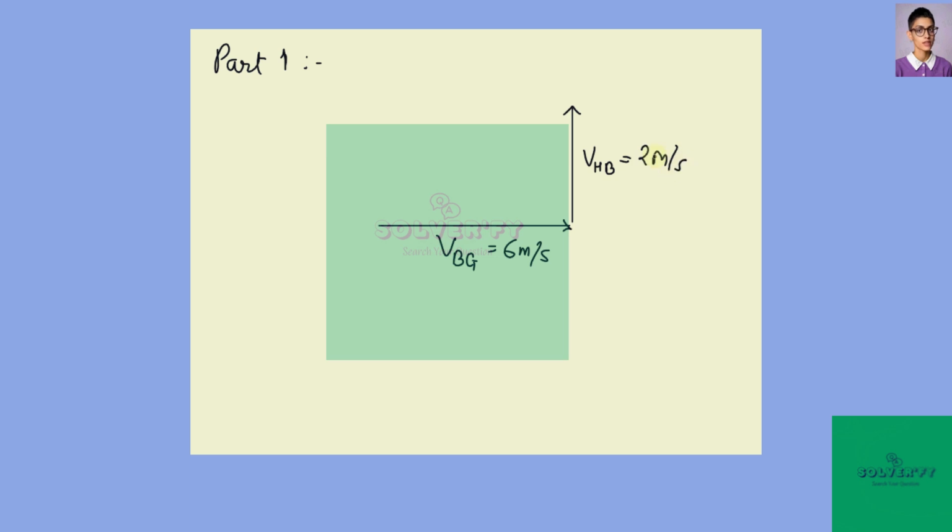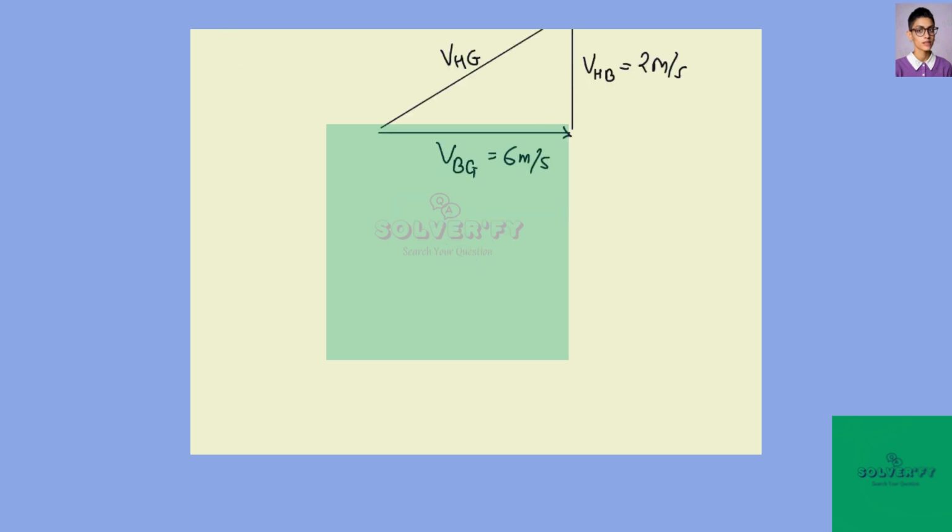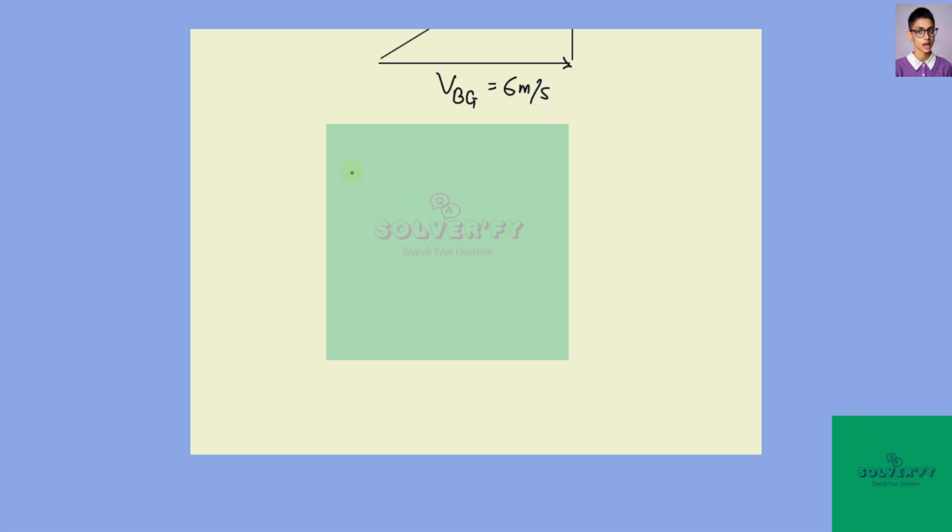We have to find out the magnitude and the direction of the hawk's velocity relative to ground. So relative to ground, what will be its velocity? This will be the vector which we are drawing, and we have to find this one, that is the velocity of hawk with respect to ground. Now this is a triangle, so over here we can directly use the Pythagoras theorem.